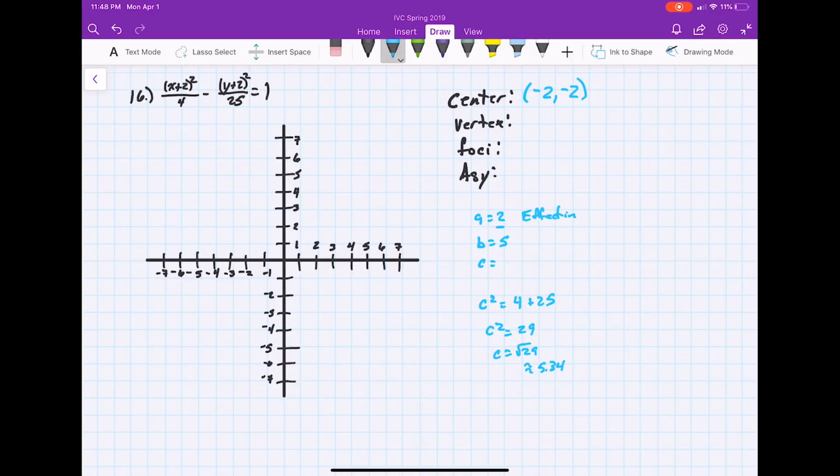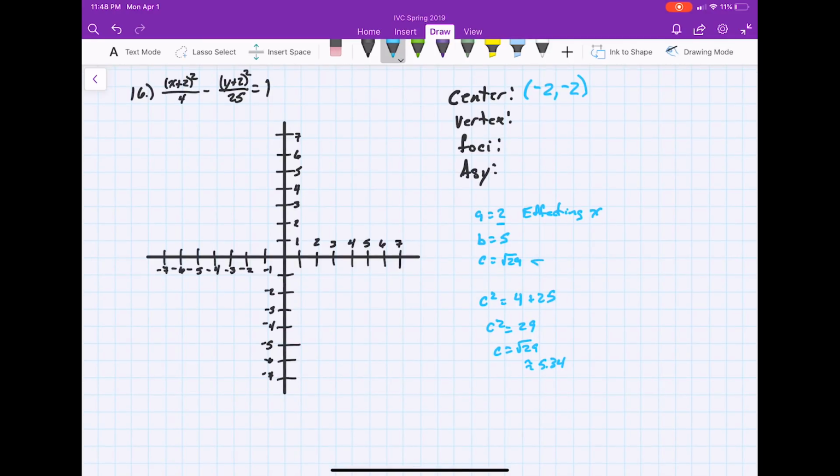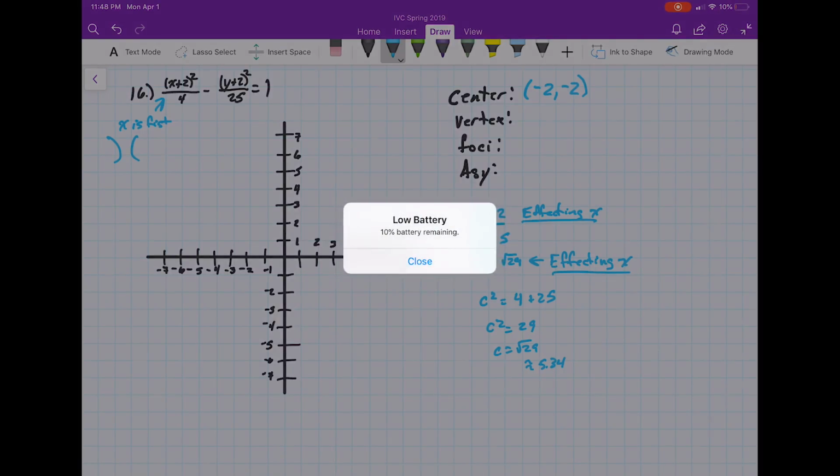So we know that our A is going to be affecting our X value again. Put our square root of 29 in here. And that also will be affecting our X value. This is how we're going to find our vertex and our foci. The X was first, so we know that we're going to have the left-right opening. That's how we know that this is affecting the X.